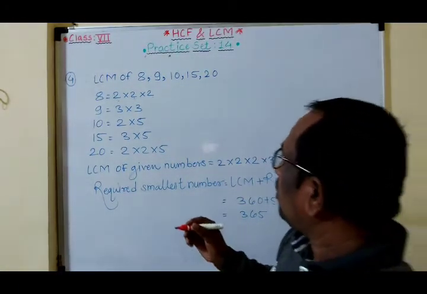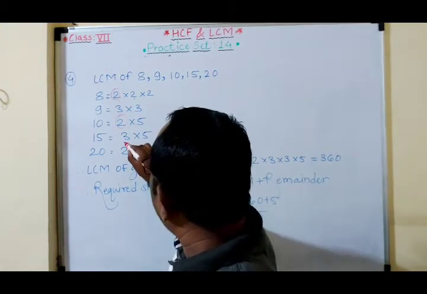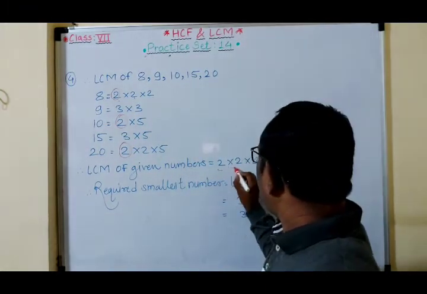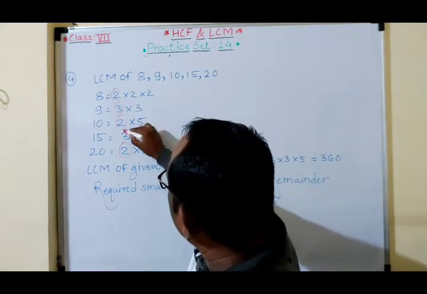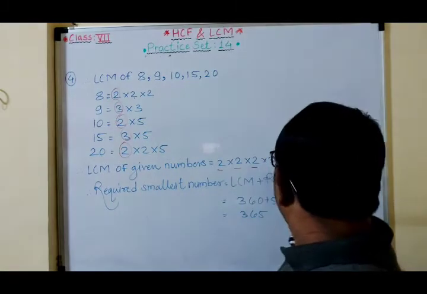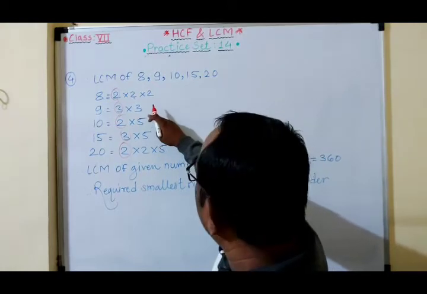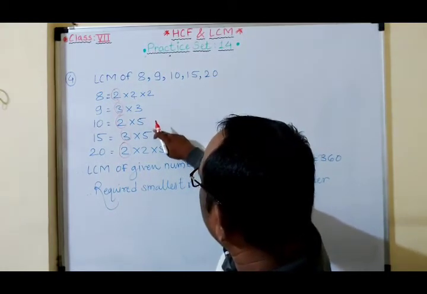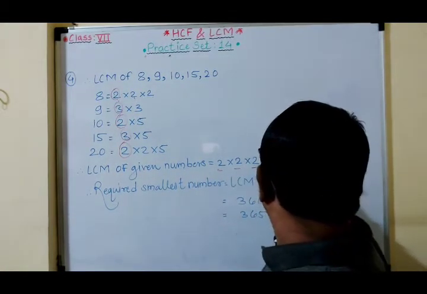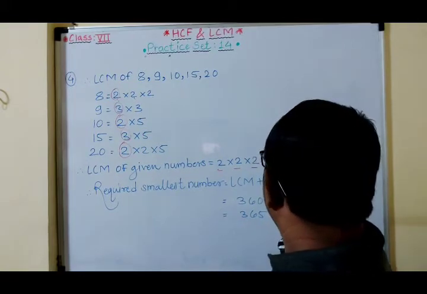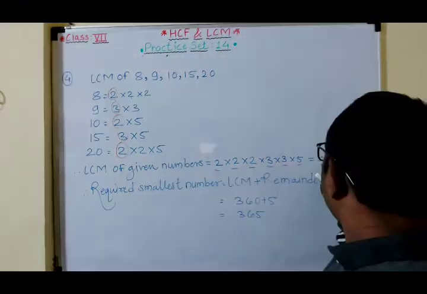For the LCM, we'll take the common numbers first. 2 appears 1 time, here 2 times and 3 times. So we take 2 three times, then 3, and here 3 appears 2 times, so we'll take 3. And how many times is 5 there? Here 1, 2 and 3. So we'll take the 5 here. Now students, we'll see it gives the answer 360.